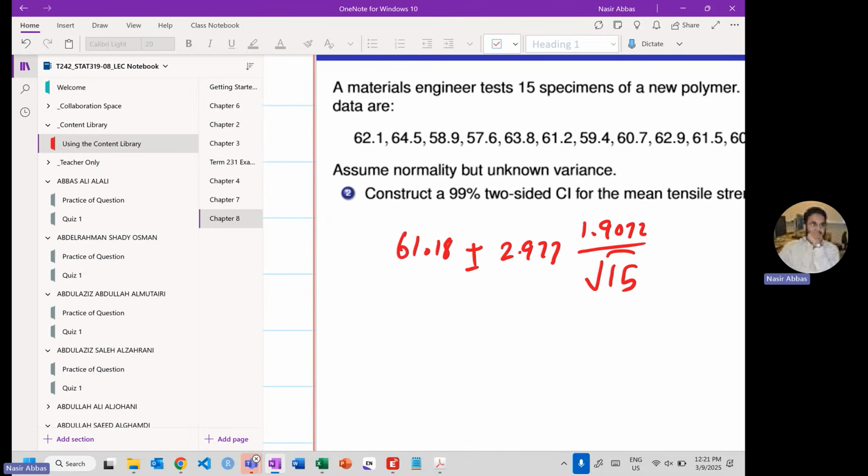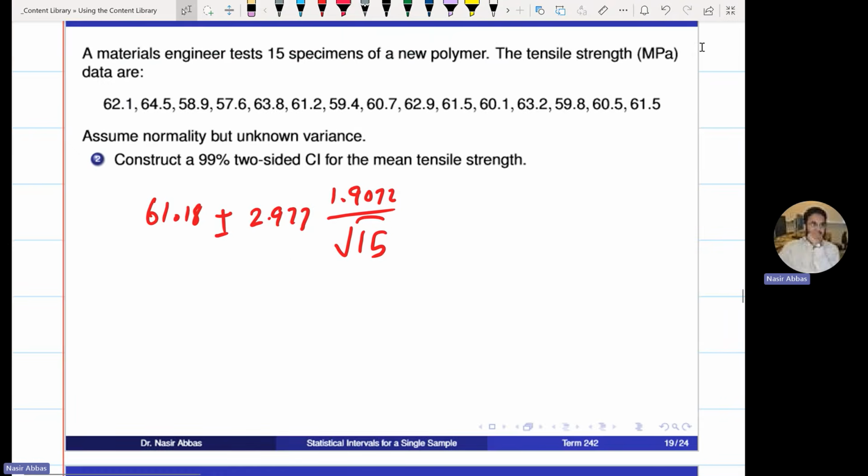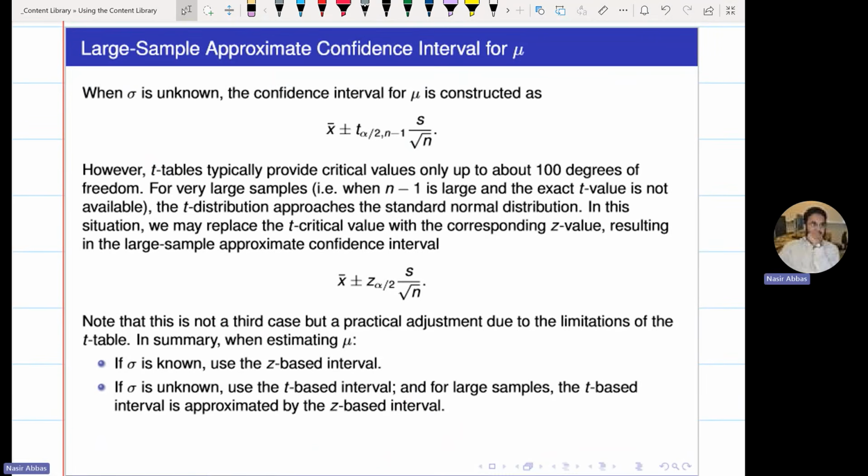Will this be wider or narrower than the 95% confidence interval? Wider. And it makes sense because if you want to be more confident, you have to be on the safer side to give a wider confidence interval. And we are done.